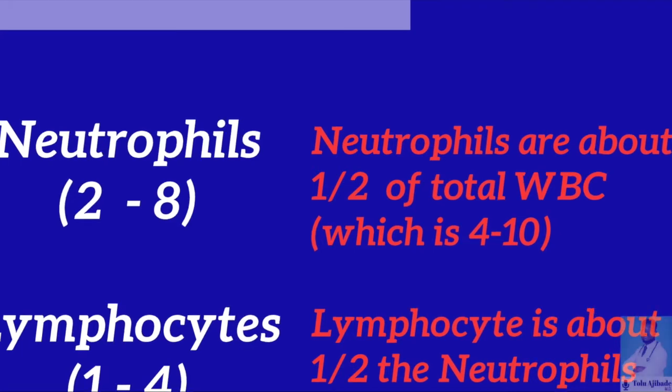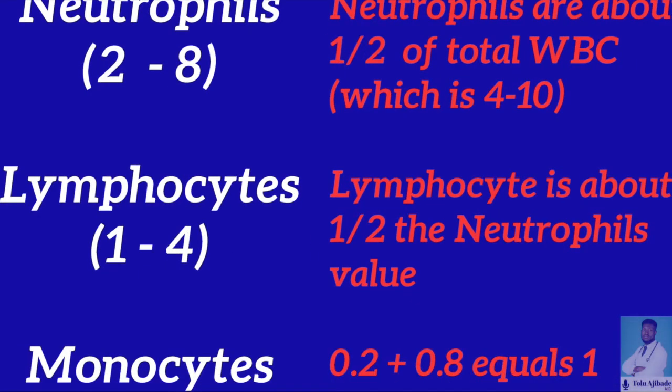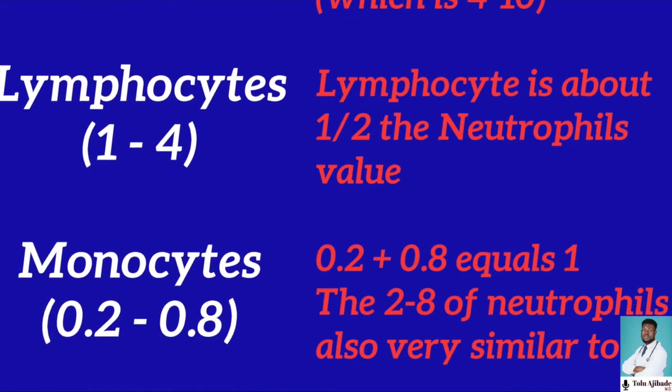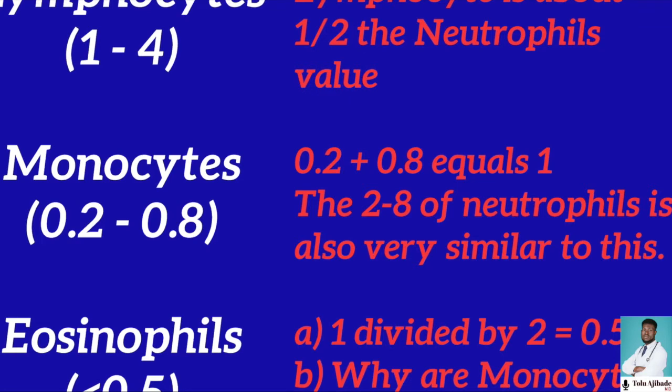And then for lymphocytes, remember, lymphocytes is the next in line. Lymphocytes is about half. So the key number here is half. When you remember half, you keep dividing by 2. So half of white blood cells, neutrophils; half of neutrophils, lymphocytes. Exactly half of neutrophils is lymphocytes. That's 2 to 8 divided by 2, you have 1 to 4. Now, what about monocytes, which is never let monkeys? Monkeys, monocytes.